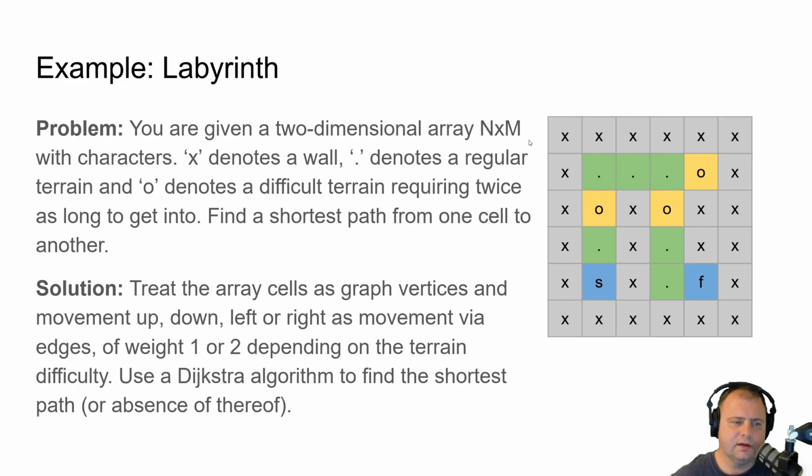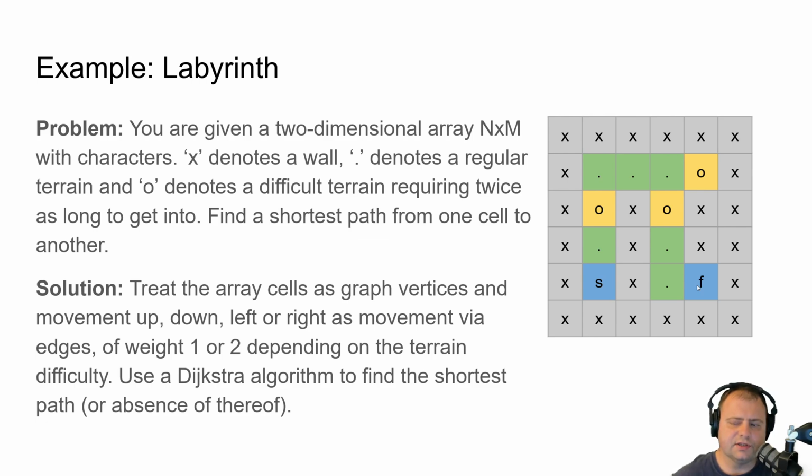Another example is the Labyrinth. You're given a two-dimensional array n times m with characters. X denotes a wall, dot denotes regular terrain, and O denotes difficult terrain requiring twice as long to get into. Find the shortest path from one cell to another. In this example, we start from S, we go up, then right, then down, and right to get to F. In this case, it's pretty simple.